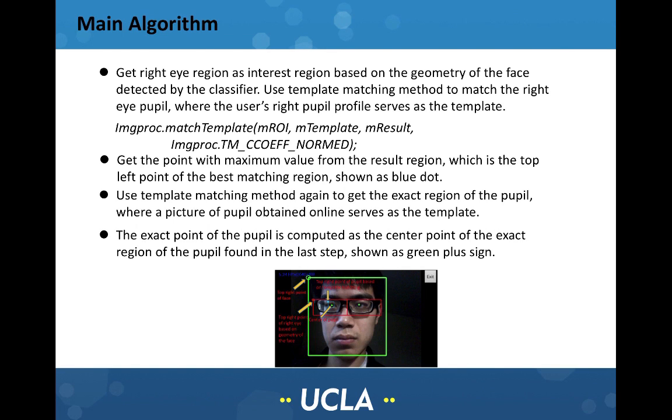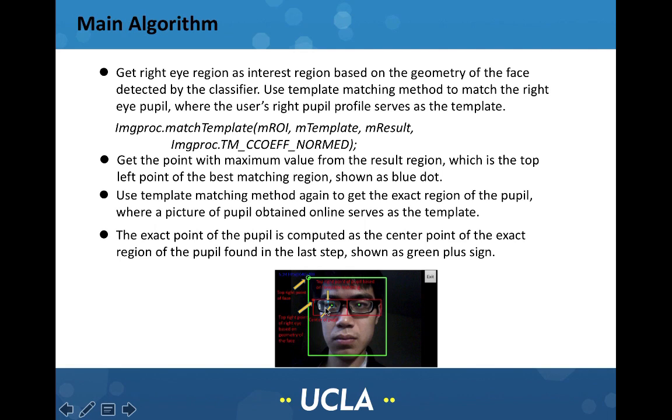First, it gets the right eye region as the region of interest based on the geometry of the face detected by the classifier. It then uses a template matching method to match the right eye pupil, where the user's right pupil profile serves as a template. The template matching is simply done by calling the match template function. And then it gets the point with the maximum value from the result region, which is the top left point of the best matching region, shown as the blue dot here.